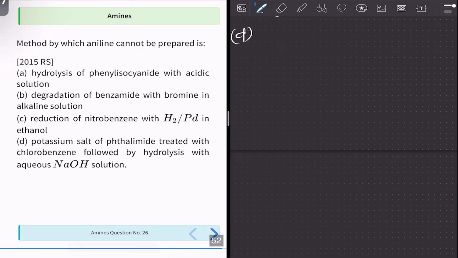So the last reaction won't be possible to produce aniline. So the last reaction is not correct according to the preparation of aniline.